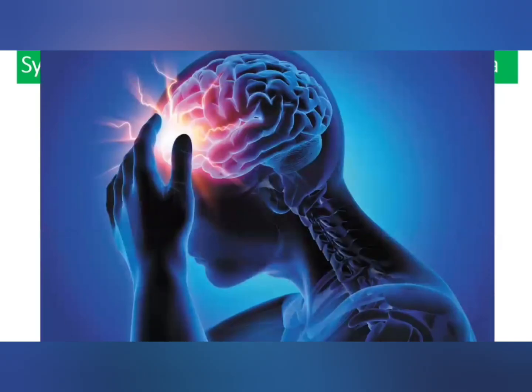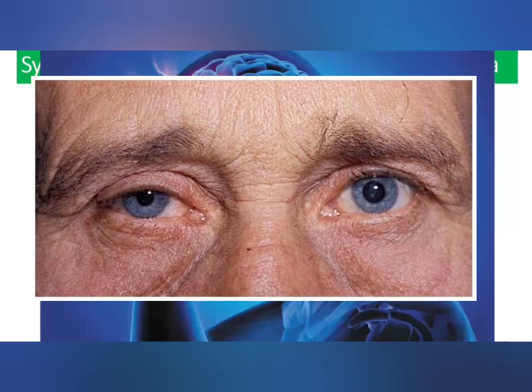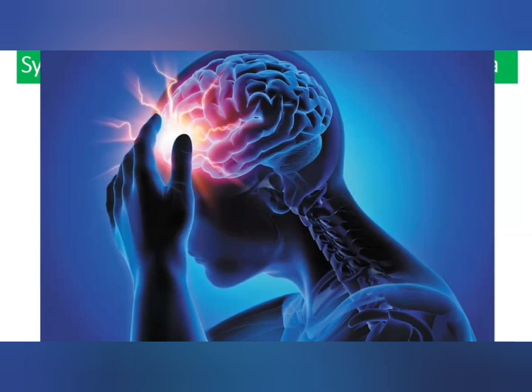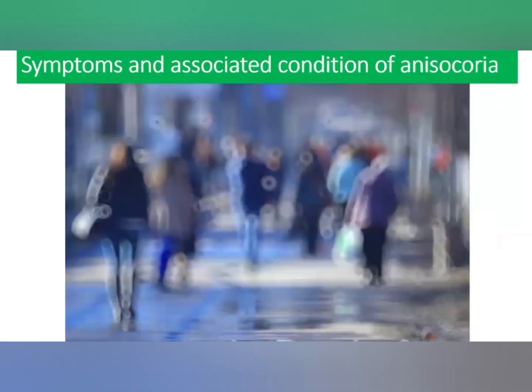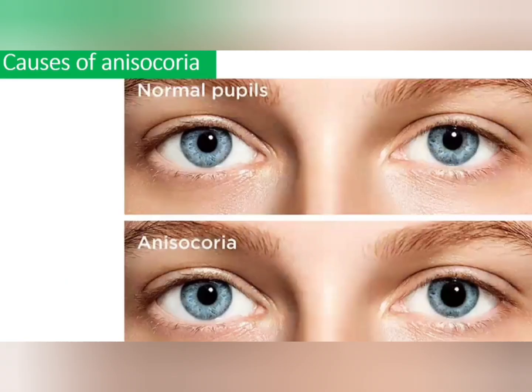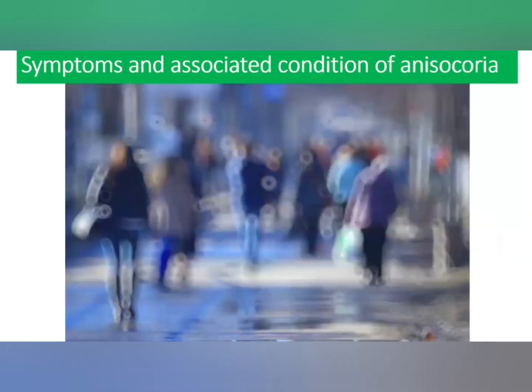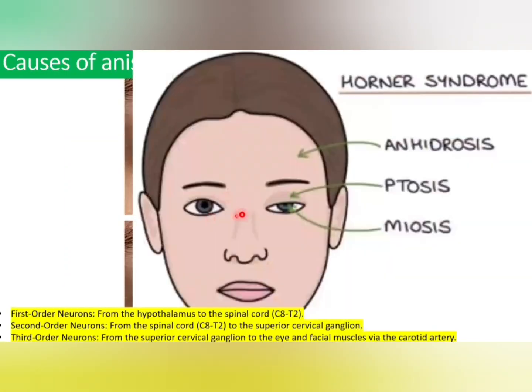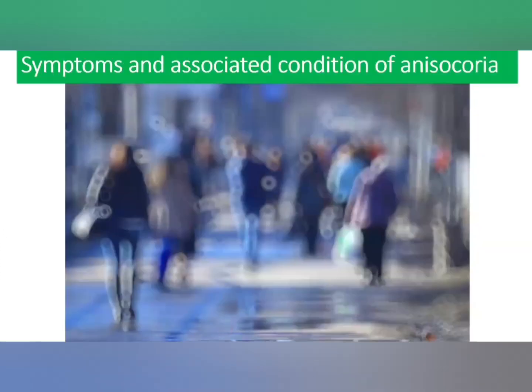And droopy eyelid. One eyelid might drop more than the other, which can be noticeable and might also indicate nerve issues, like I told you about Horner syndrome, where I also showed you the picture. Let me show you. Here in this picture, you can see the droopy eyelid. So this can also be a sign or symptom.